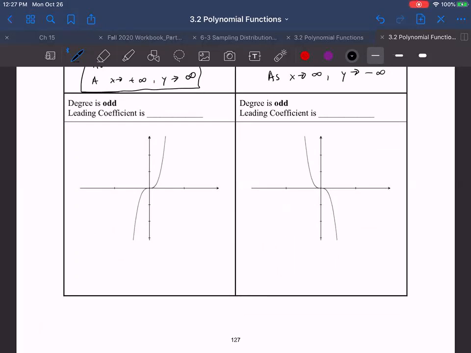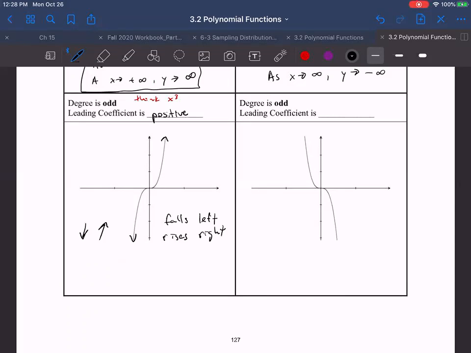Now, if the degree is odd, think x cubed has an odd degree, then one side is going to go down and the other side is going to go up. If the leading coefficient is positive, then it's going to go down to the left and up to the right, just like the x cubed graph would do. All right, if the leading coefficient is positive. So this is, you know, it falls left, rises right. So something like that.